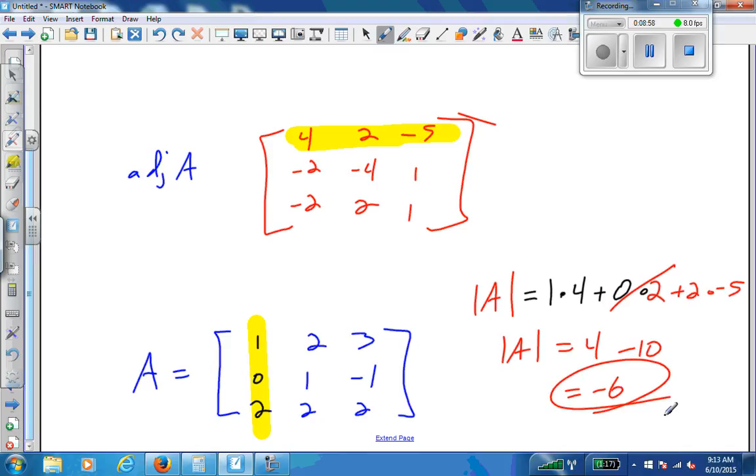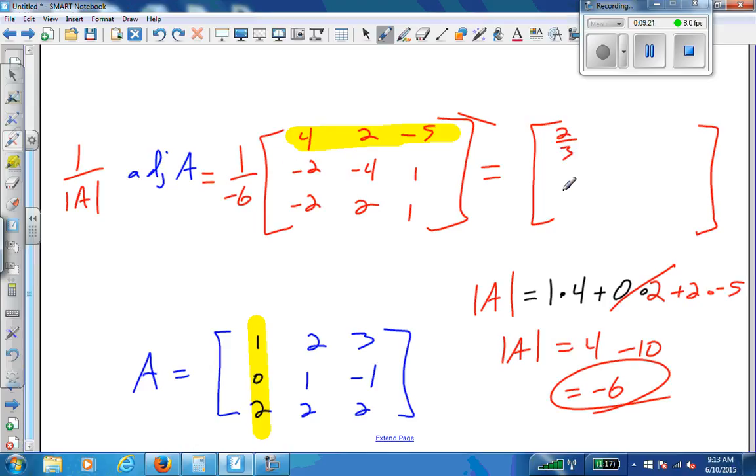So if we want the inverse of A, we take 1 over the determinant of A, so 1 over negative 6, multiply that times the adjoint of A. So negative times positive is negative, 4/6 or 2/3. Negative 1/6 times 2 is negative 1/3. Negative and negative, there my marker goes acting up again.